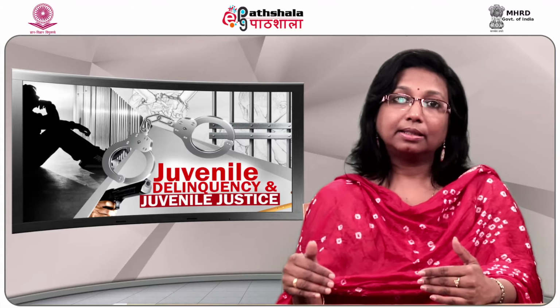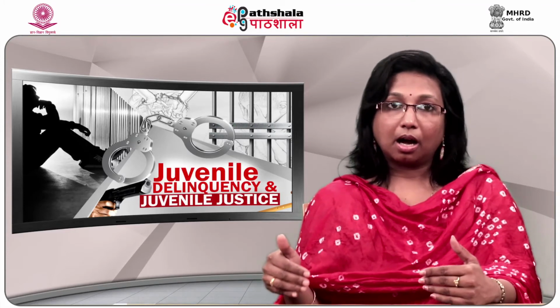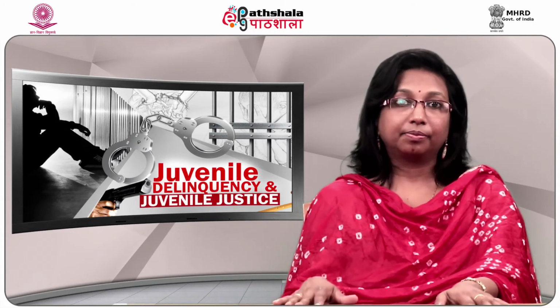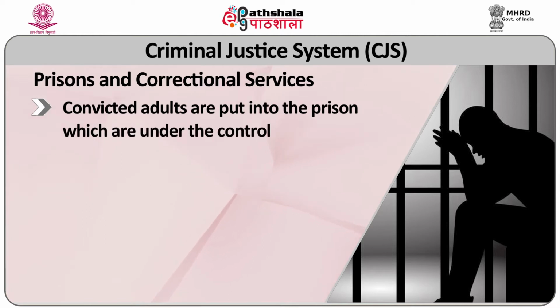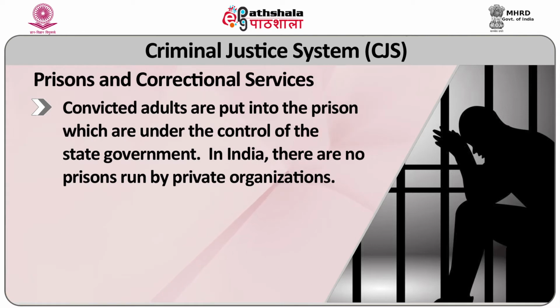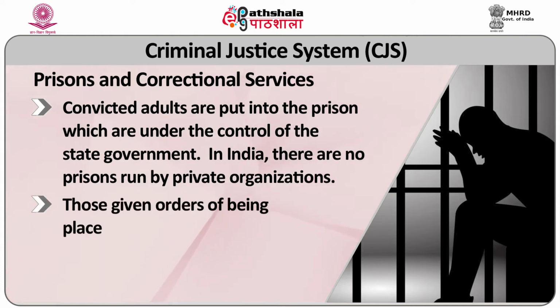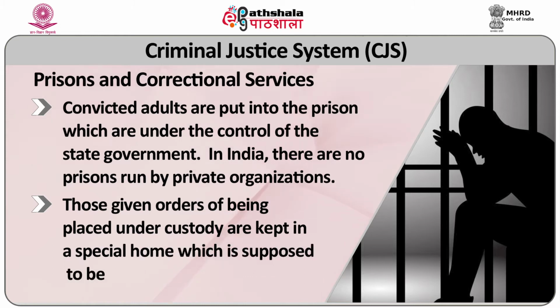The last is the prisons and the correctional services. This is the fourth important arm in the criminal justice system, which is called the prisons. Convicted adults are put into the prison, which are under the control of the state government. In India, there are no prisons run by private organizations. Those given orders of being placed under custody in the JJ system are placed, however, in a special home, which is supposed to be a correctional home.